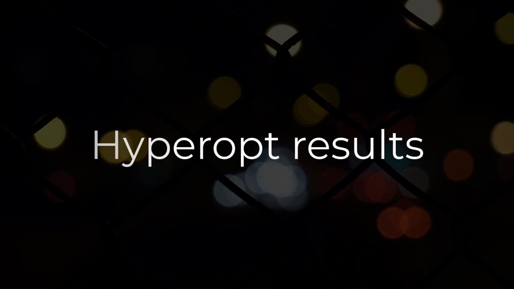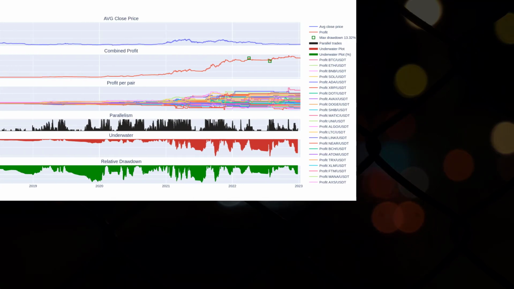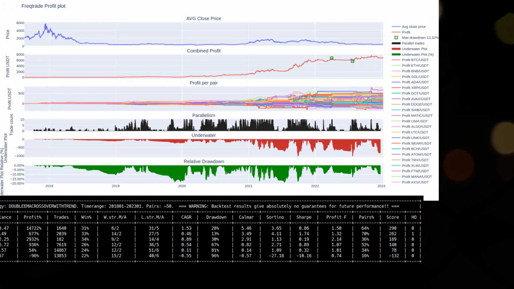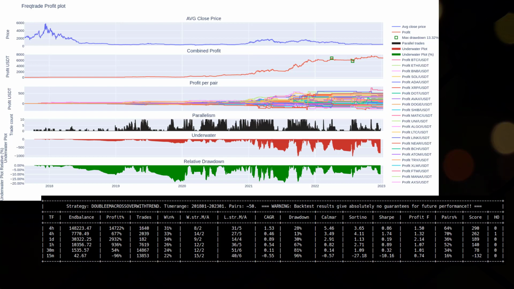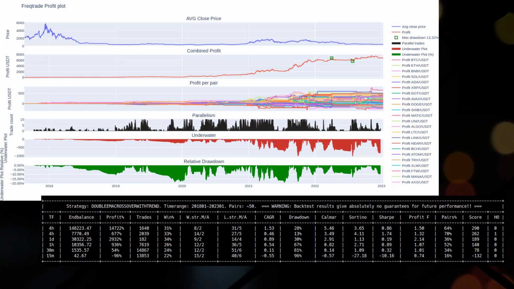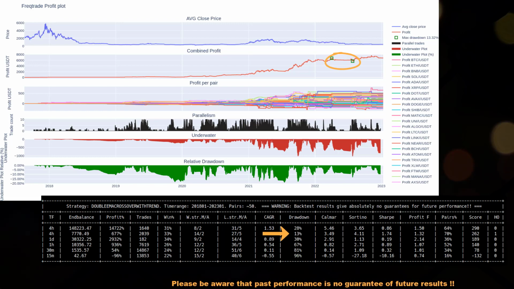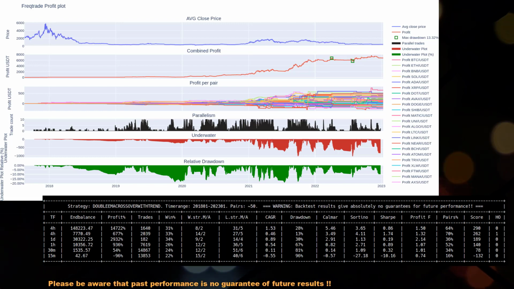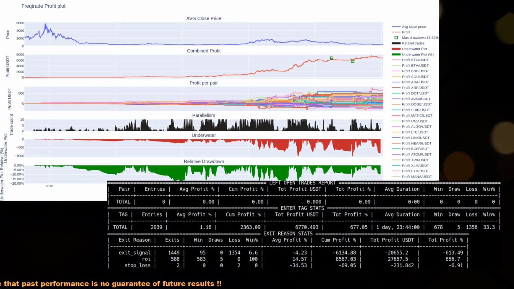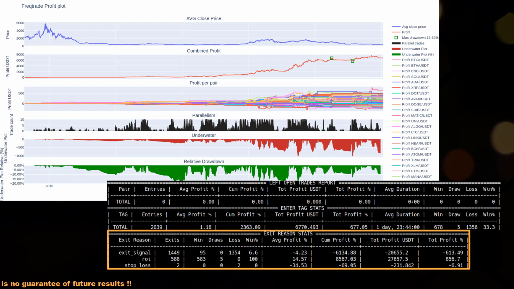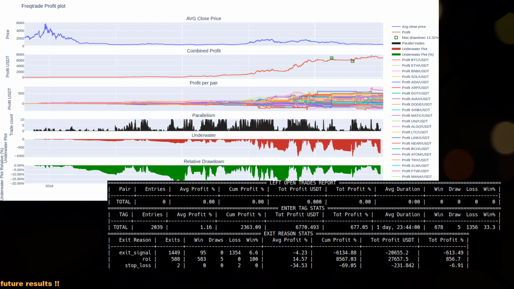Now I also have done an optimization session for the strategy, and since there were no buy and sell settings configured, I only could optimize the ROI and stop loss settings. And these optimizations could improve the Sharpe and Sortino ratio better. Also, more pairs were able to profit from these settings, and the drawdown percentage also improved a lot thanks to tweaking the ROI and stop loss. And as you can see from the exit reasons, the ROI now takes care of most of the profits.